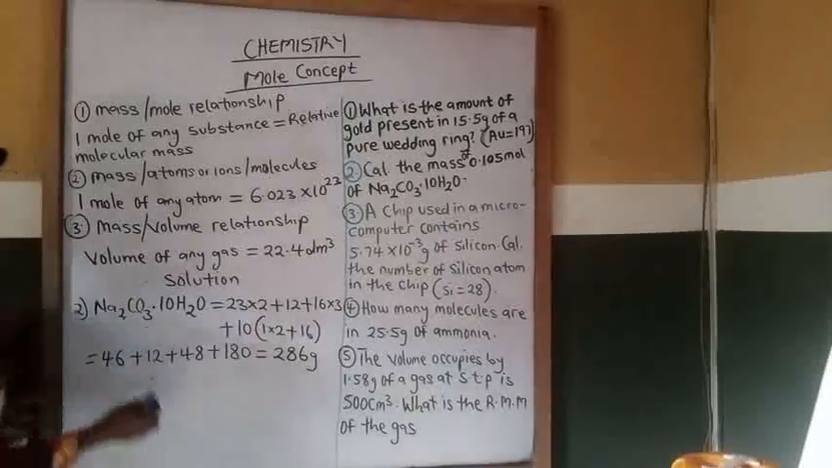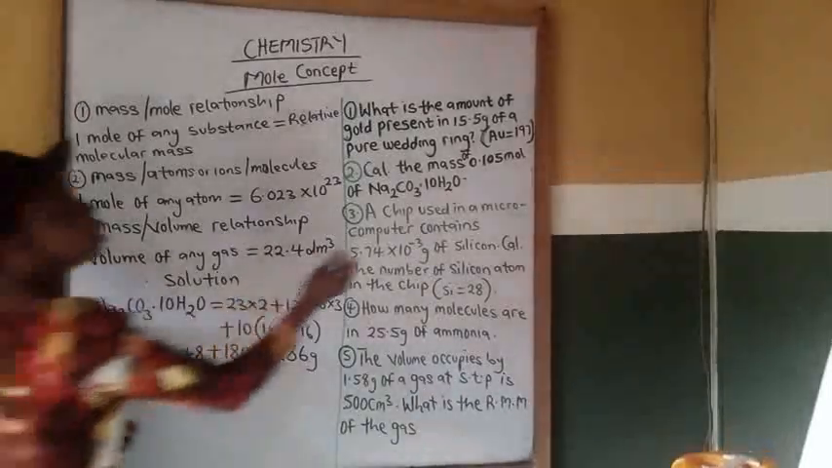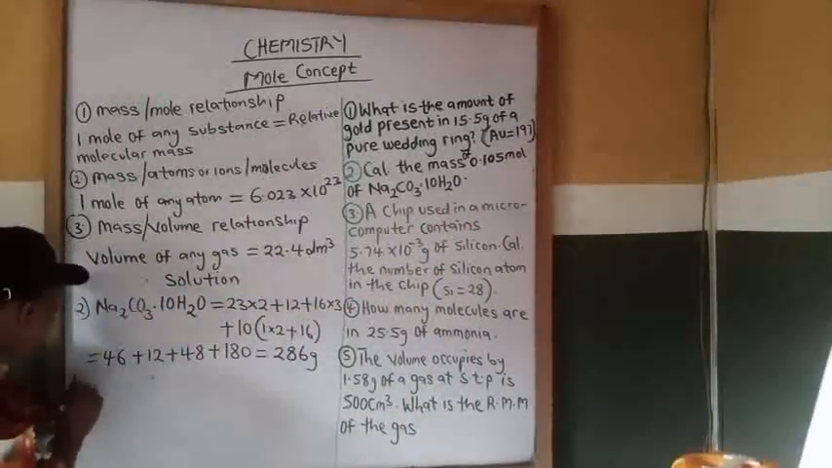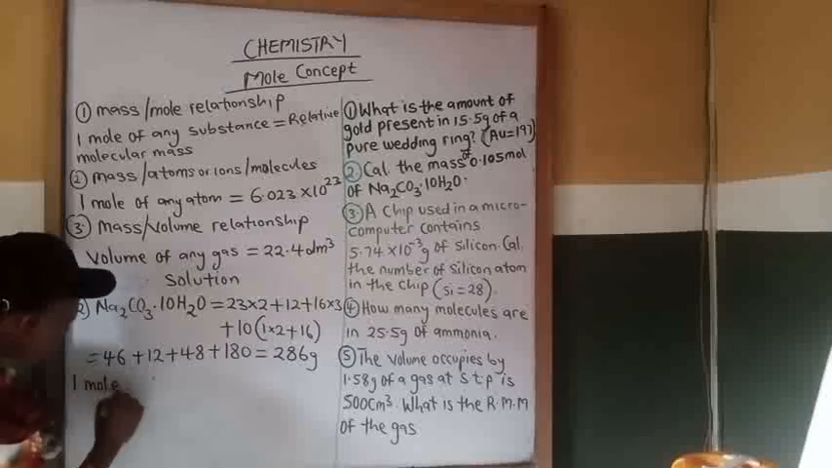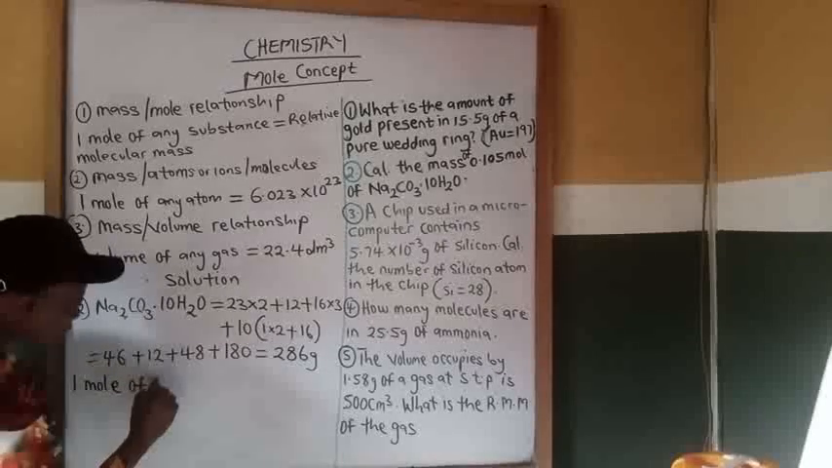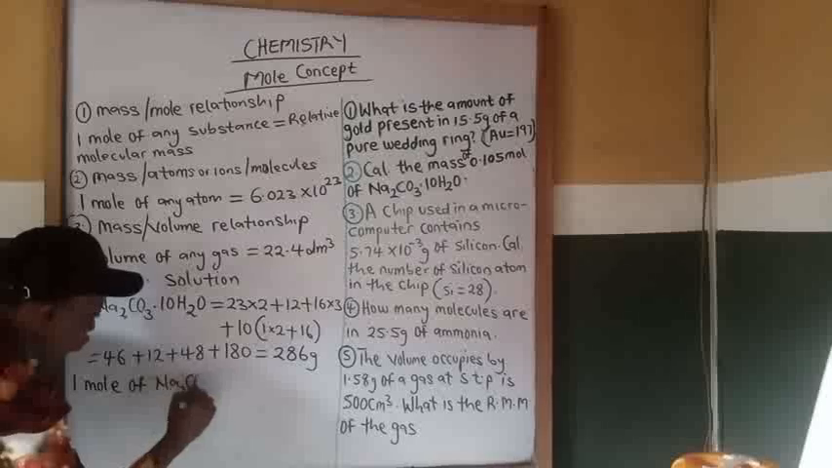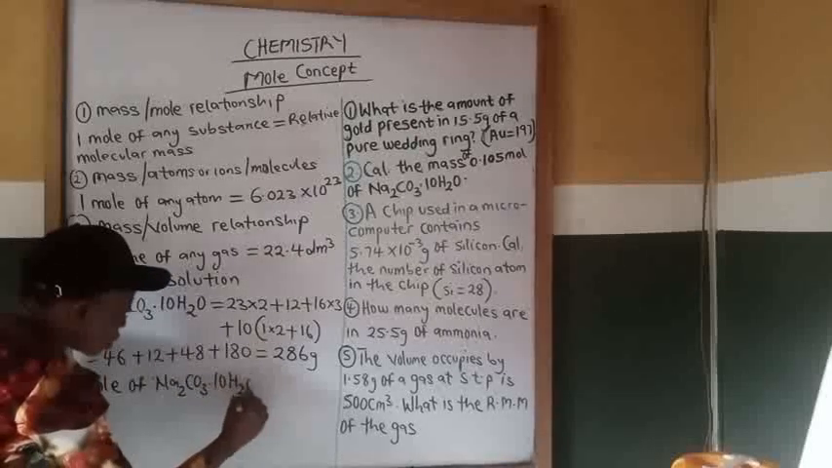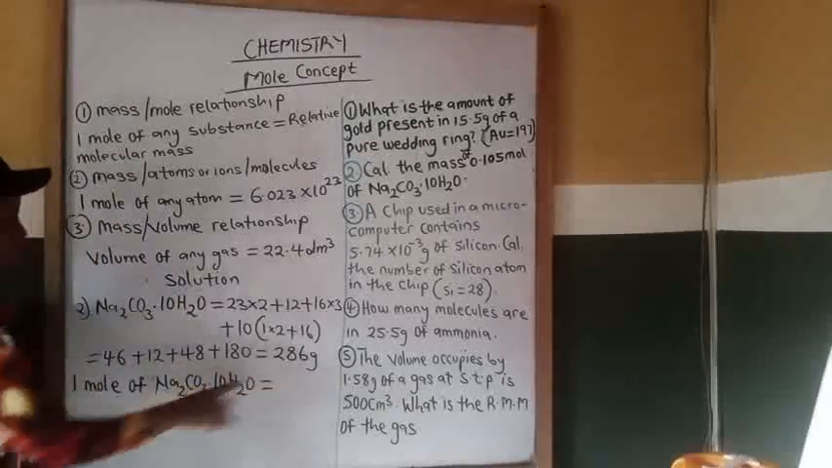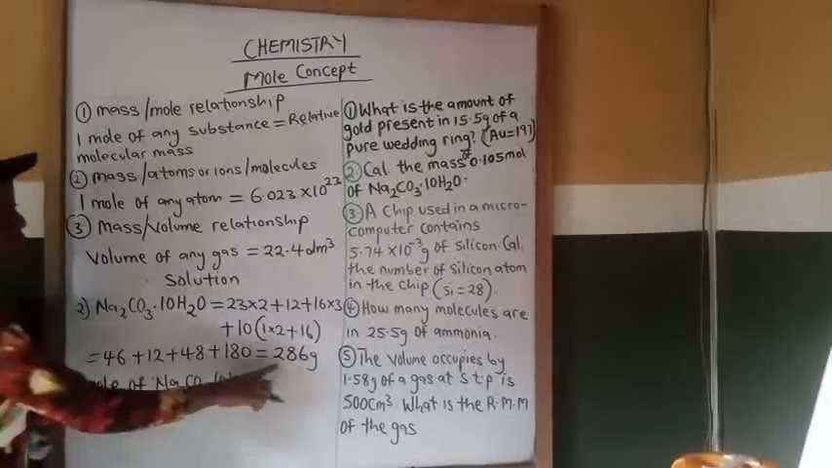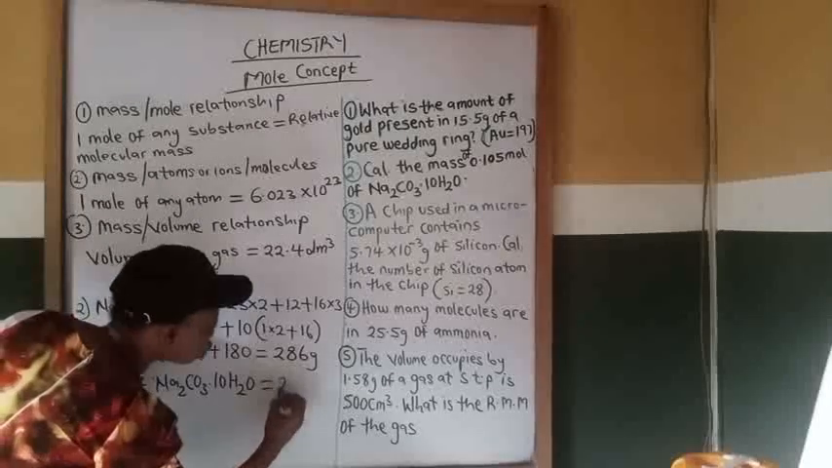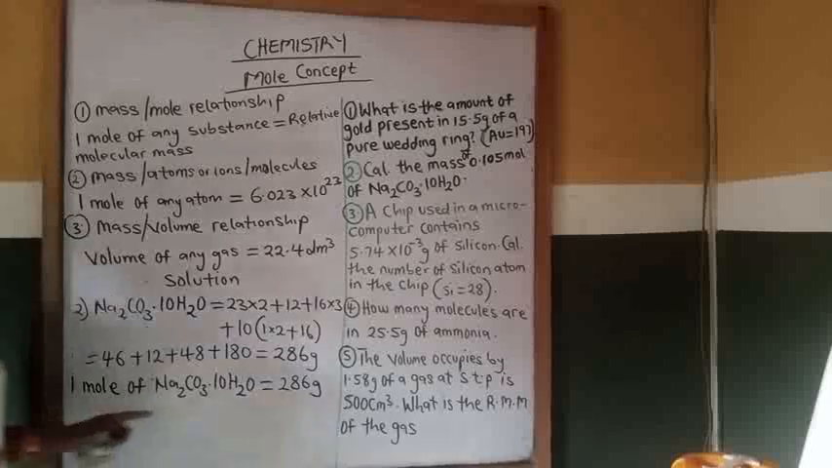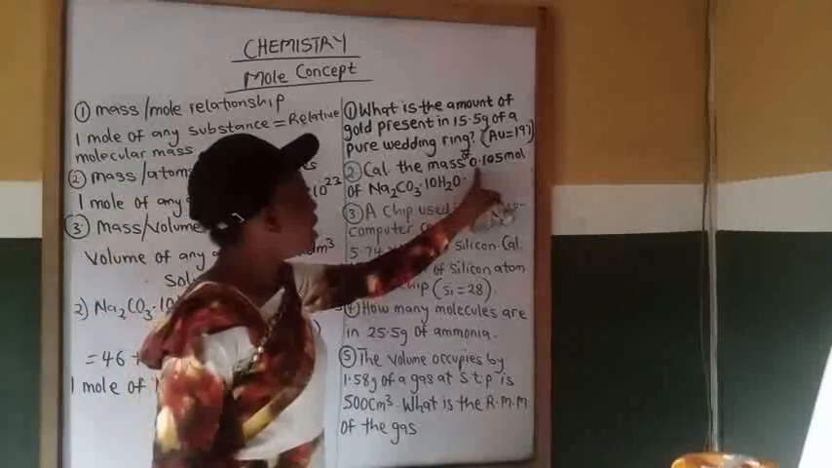Then we now go back. Since our question is talking about the mass and the number of mole, the first thing to say now is 1 mole of Na2CO3.10H2O equals the molar mass of Na2CO3.10H2O. Then what is our molar mass? That is 286 grams. Then we now go back to the question.